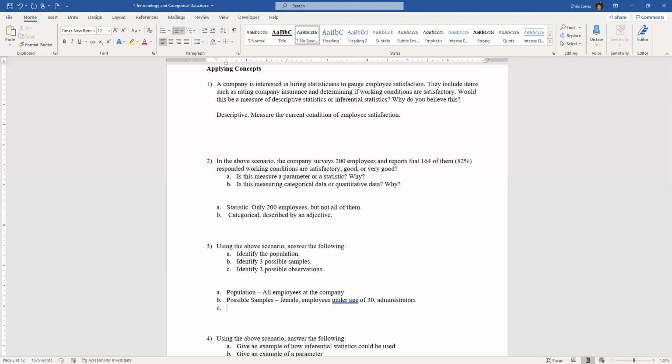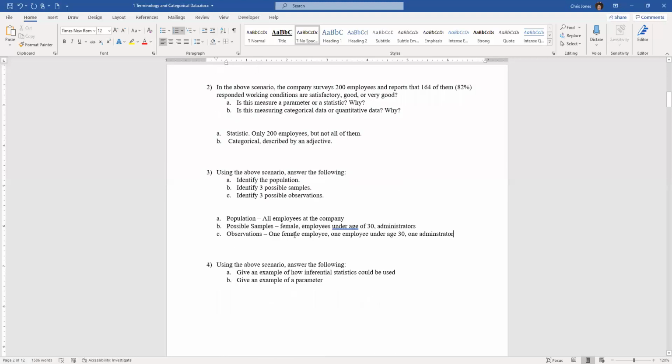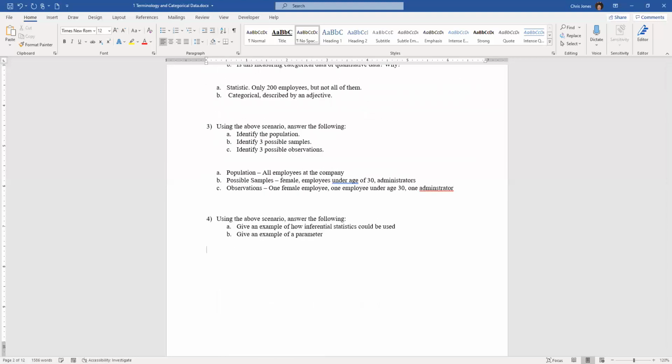And then finally, 3 possible observations. Might be 1 female employee, or 1 employee under age 30, or 1 administrator. So again, an observation is just a singular entity of data. And then finally, given the above scenario, give an example of how inferential statistics could be used, and then give an example of a parameter. So I'll let you pause the video for a moment and then come back and perhaps look at my answers, so that way you can try to apply.